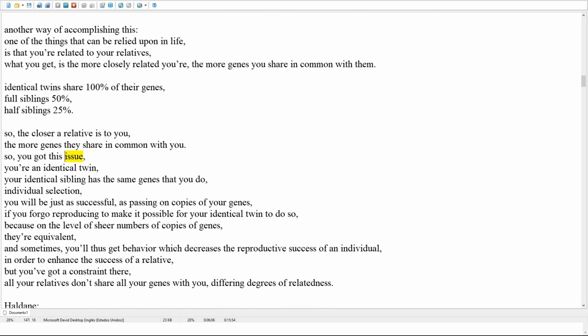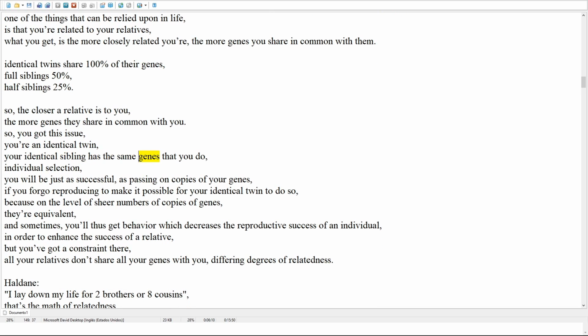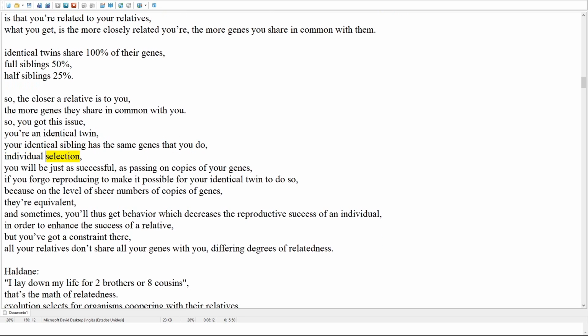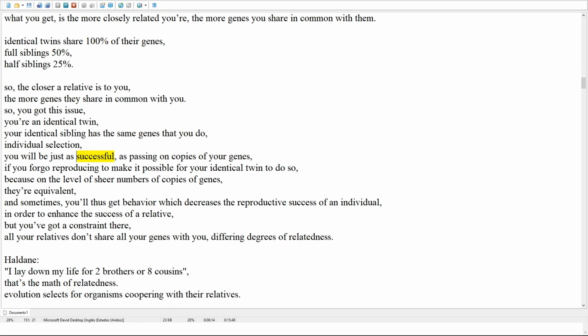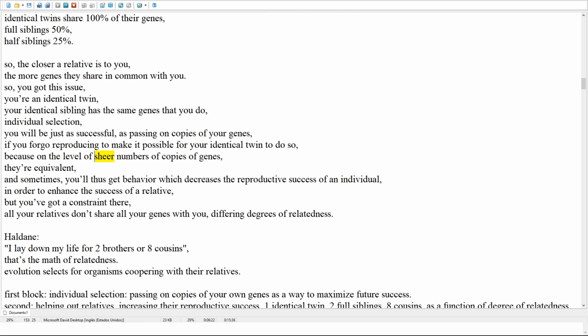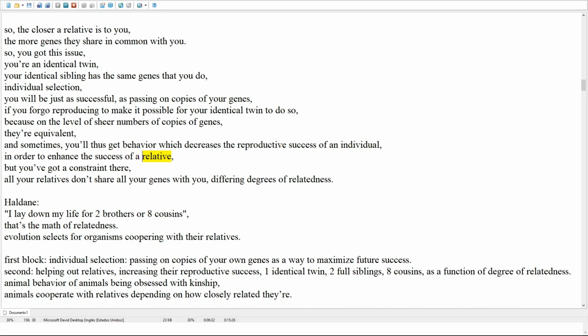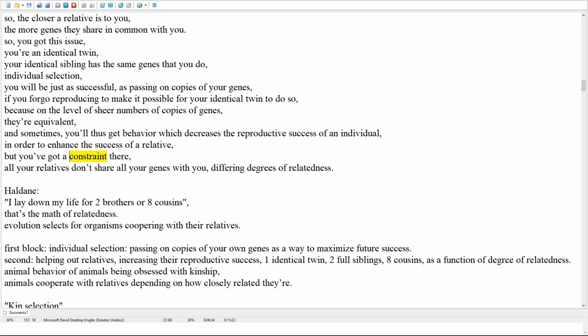So, you got this issue. You're an identical twin. Your identical sibling has the same genes that you do. Individual selection: you will be just as successful at passing on copies of your genes if you forego reproducing to make it possible for your identical twin to do so. Because on the level of sheer numbers of copies of genes, they're equivalent. And sometimes, you'll thus get behavior which decreases the reproductive success of an individual, in order to enhance the success of a relative. But you've got a constraint there.